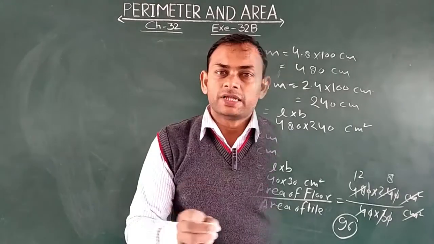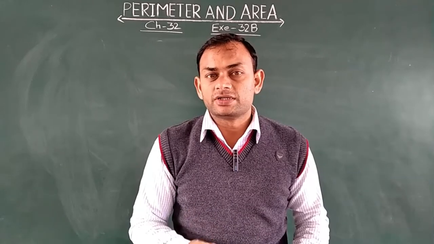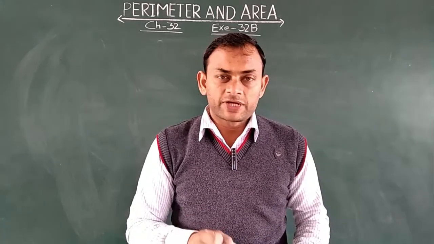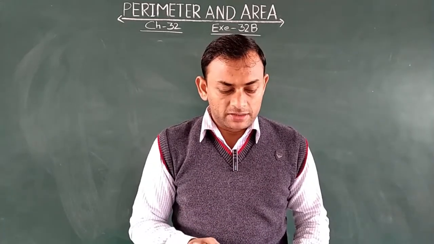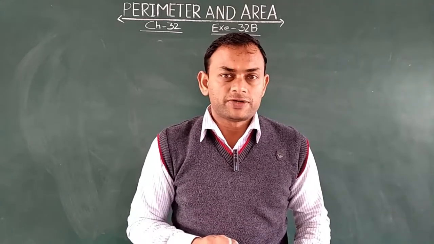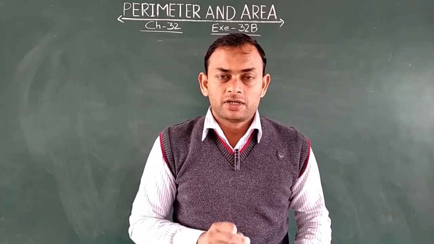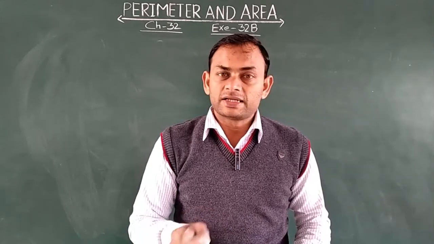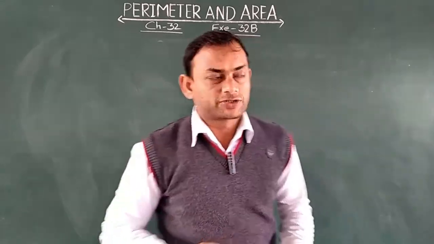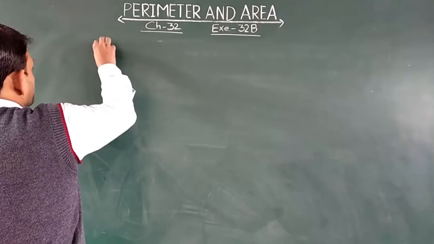Okay. Now I am just going to tell you question number 16. In this question, the perimeter of a rectangular field, 500 meters, is given and the length of this rectangular field is given as 150 meters. So you have to find the breadth and area of that rectangular field first of all. This is question number 16.